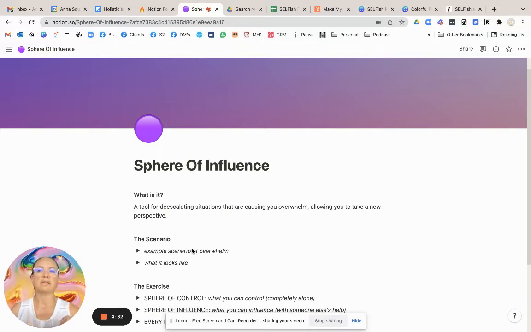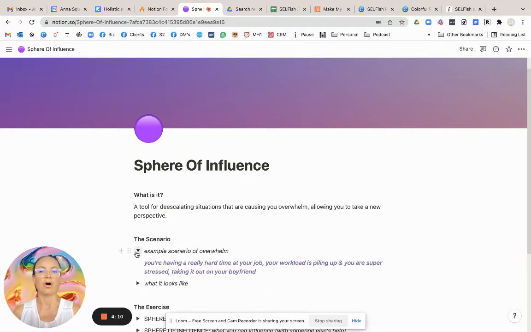So effectively, the sphere of influence is a tool that we can use for de-escalating situations that are causing overwhelm, allowing you to take a new higher perspective. So it enables you to deregulate a dysregulated nervous system and to take a higher perspective over a situation that's causing you stress, pain, overwhelm, whatever. So we're going to use the example scenario of you're having a really hard time at your job, your workload is piling up and you are super stressed and you're taking it out on your boyfriend or girlfriend when you get home. So that's the example we'll work with here.